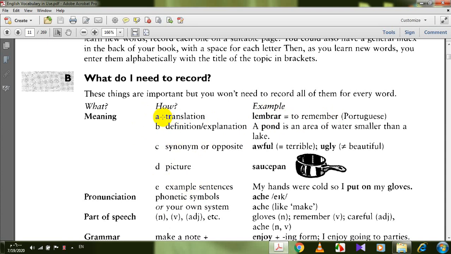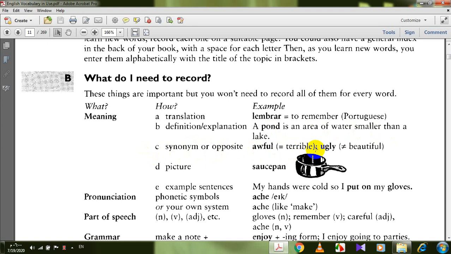Okay, translation is done. Translation like remember, which means this is the translation, to remember, which is Portuguese. Definition or explanation. A pond is an area of water smaller than a lake. A pond, like in Arabic, I think it's el birka. A pond is an area of water smaller than a lake. Okay, a synonym or opposite. Awful, terrible.